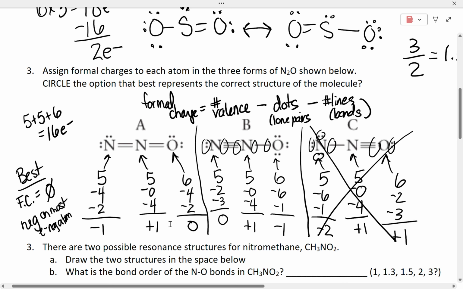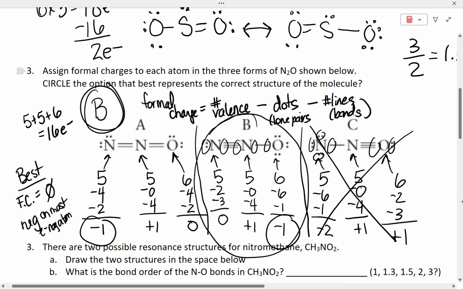And then the difference between A and B is A puts the negative on our nitrogen, B puts the negative on our oxygen. And remember, our second rule is we want the negative charge to be on the most electronegative atom. So you're going to look up at your periodic table and say, who's more electronegative? Well, oxygen is. So which one has the better formal charge? That is B. So that one is the best structure, meaning that when you look at these molecules in real life, it's going to behave as this is a single bond and this is a triple bond. Yeah, that's how we use our formal charge.